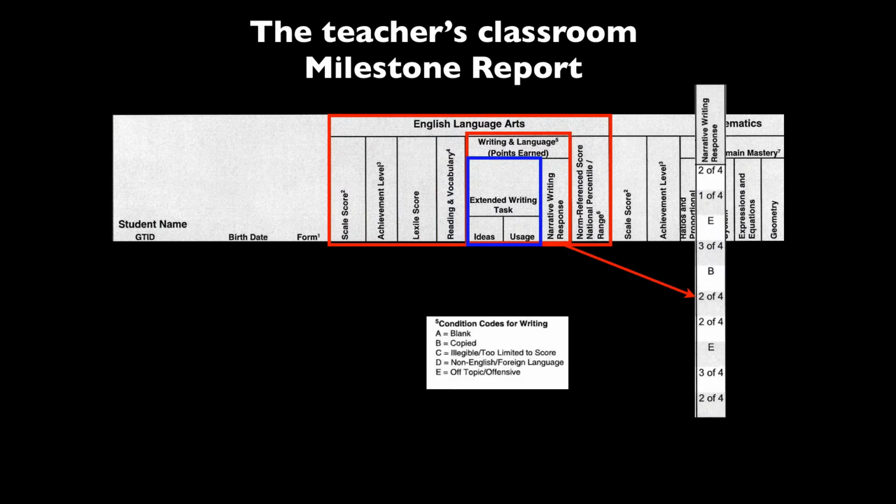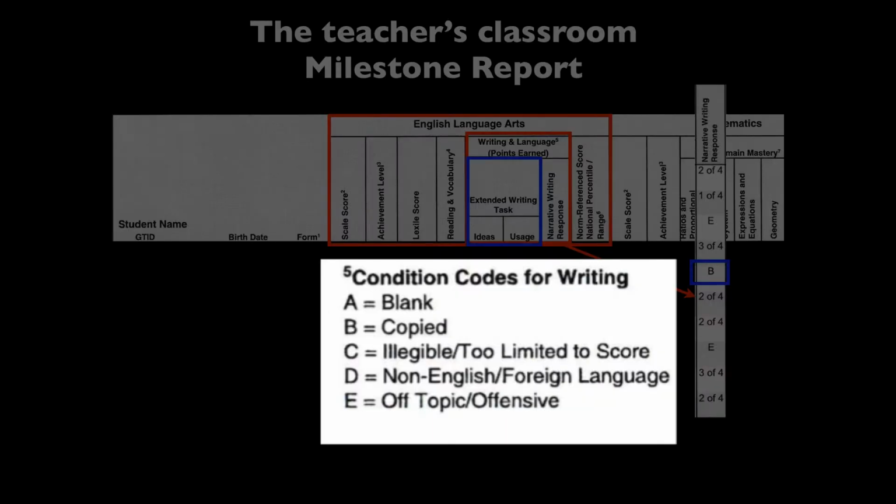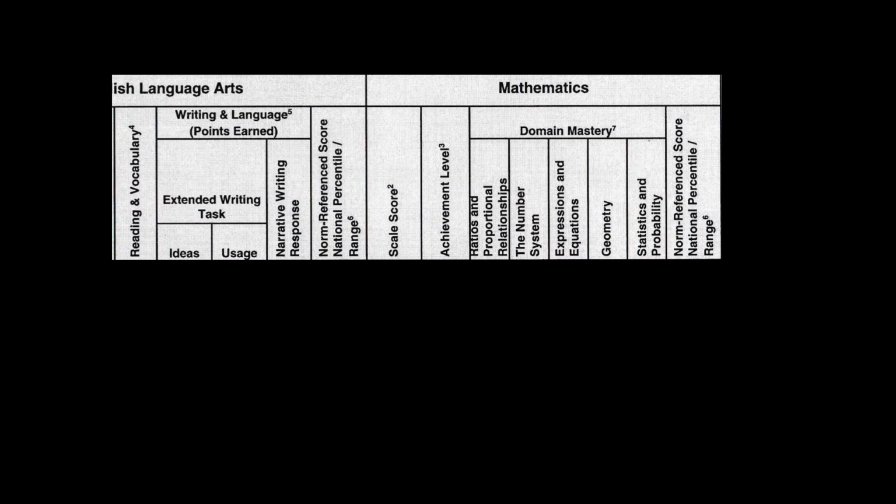Okay, now for the narrative writing response, again, there is a rubric that has been used. And if the child receives a letter, A, B, C, D, or E, those letters mean something. A means that it was left blank. B, it was copied. C, illegible, too limited to score. D, non-English foreign language. And E, off topic.